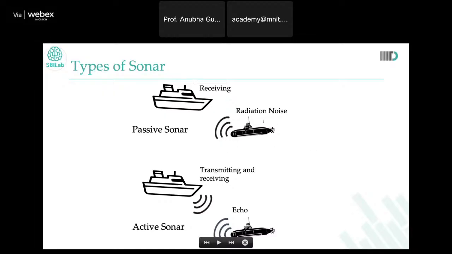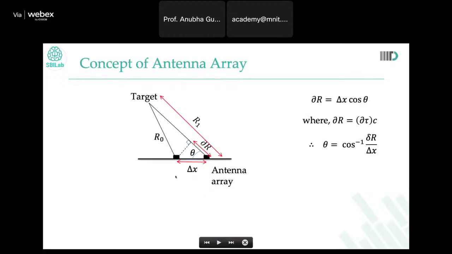So maybe there is a submarine underneath, and its moving mechanism or its engines, etc., are producing noise, say radiation noise, that is being heard by this receiving sonar system. So it's a passive sonar, but still maybe would be able to make out whether there are objects in the sea nearby. Active sonar, on the other hand, would transmit a pulse, and those pulses will then be reflected back, and the echo would be heard, and that's how they do the navigation purpose.